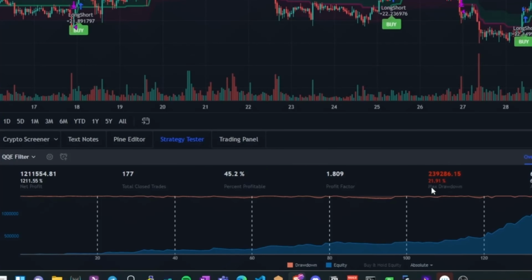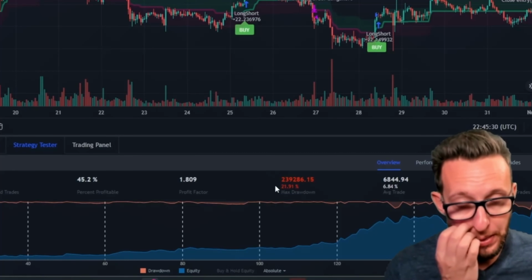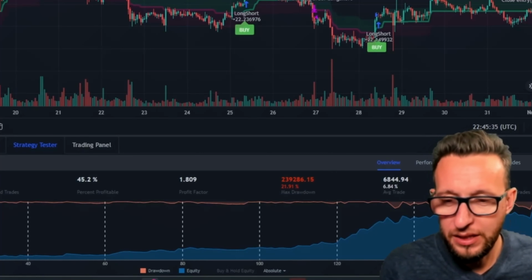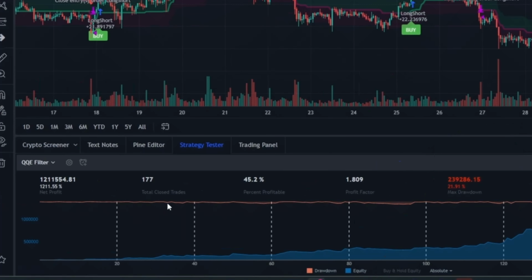We have quite a large max drawdown of 21.91%, which could, I reckon, also be improved by adding something, either the ADX to filter out bad trades or something like that. Average trade is 6.84%, and we've closed 177 trades. And the net profit is 1,211.55% on the account, which is absolutely amazing.